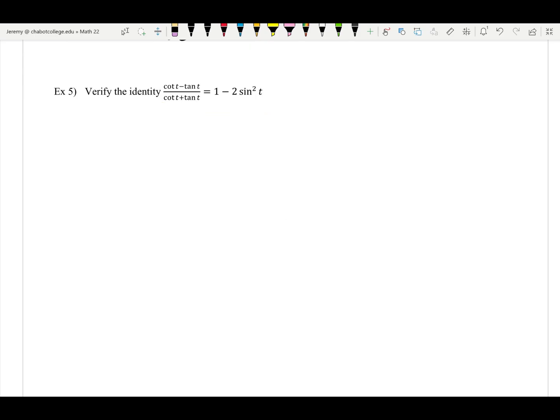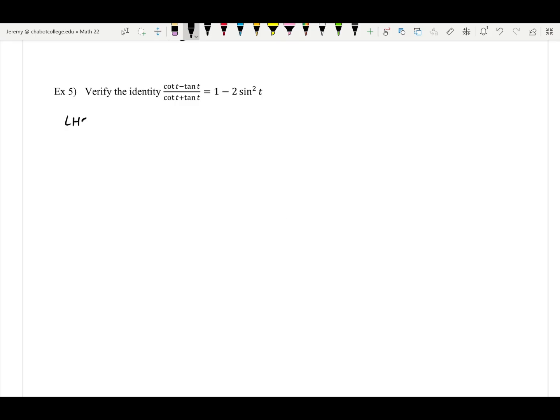Let's just start strategizing. So do I want to start on the left side and maybe put everything in terms of sine and cosine using those quotient properties, or maybe I could start on the right-hand side, and I see the sine squared t. Maybe there's some Pythagorean kind of opportunity there. I'm thinking that it's going to be a lot harder to start with this and end up with that crazy quotient there. So I think I'm going to start with the left-hand side and see what I can do there.